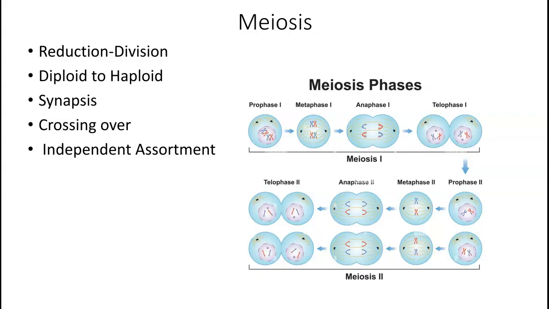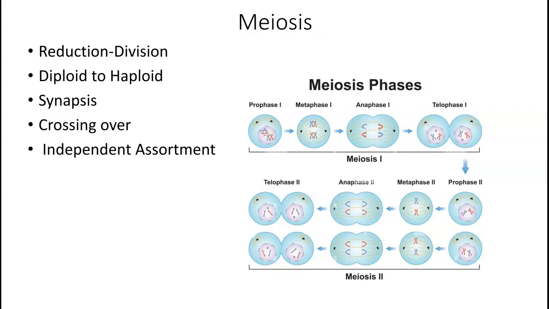The other thing that we talked about is independent assortment. So as we're ready to split these homologous chromosomes in metaphase 1, they're going to line up on the middle of the cell, the equatorial plane, in a random order. So that just kind of adds to that genetic diversity. So in meiosis 1, we have all of this fancy stuff happening, which helps us increase our genetic diversity so that we're not clones of our siblings.